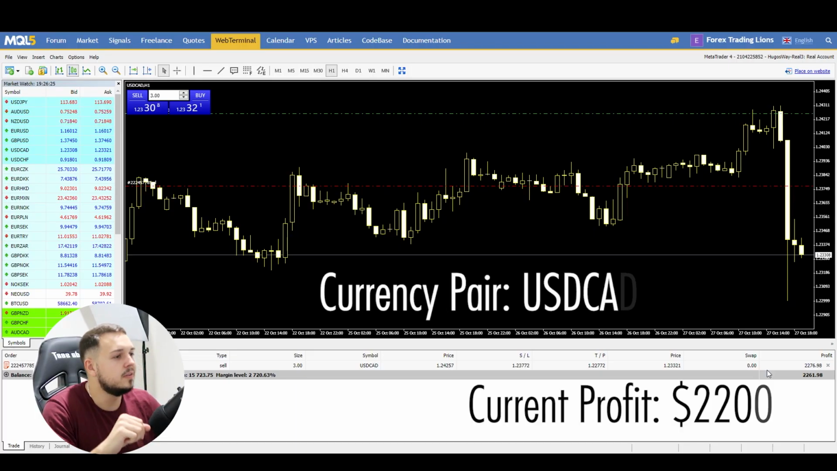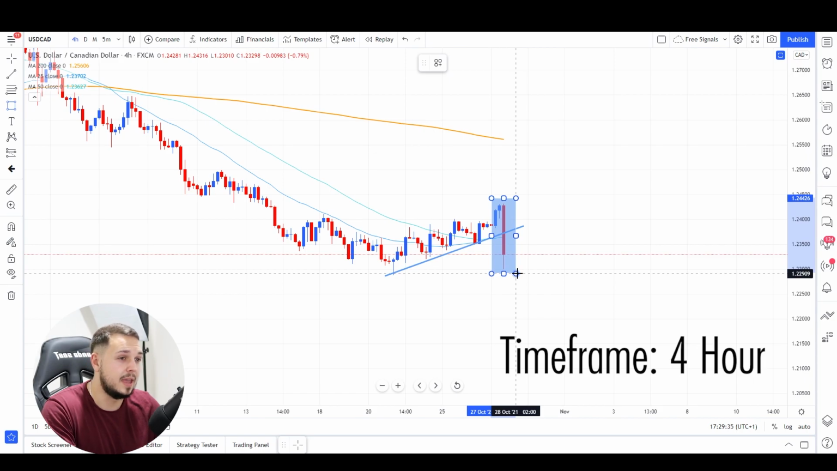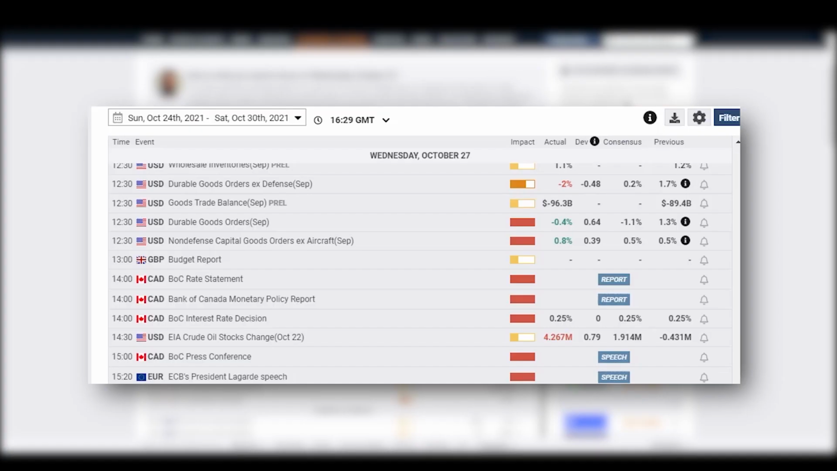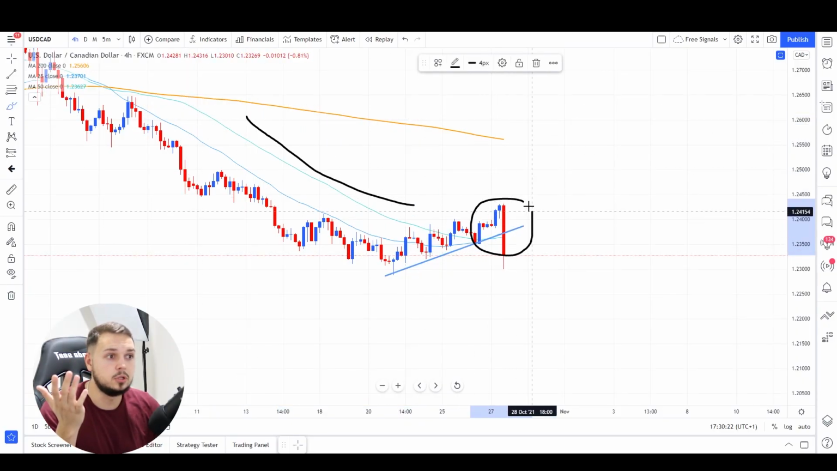Alright, so we're currently on the USD CAD currency pair. We have $2,200 in profit. This massive move towards the downside and a break of trend line was because of the Bank of Canada interest rate decision. The consensus was 0.25. Actual came in 0.25, which means there was no change, and this influenced the market direction to go down, which means the Canadian dollar is gaining strength and the US dollar is losing strength. That's why we are seeing this nice downwards pattern developing and continuing on.